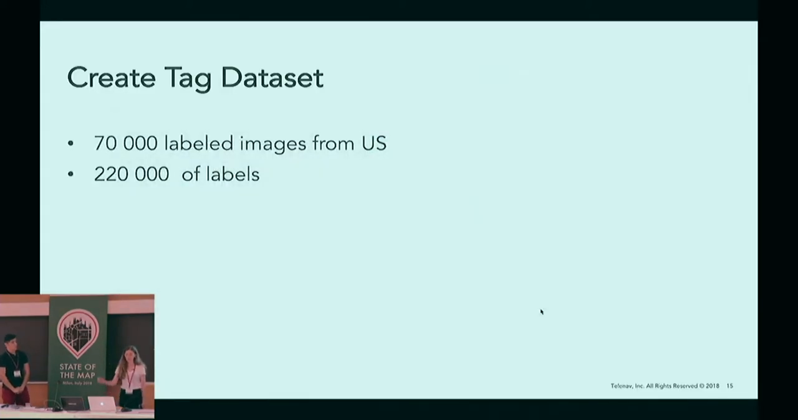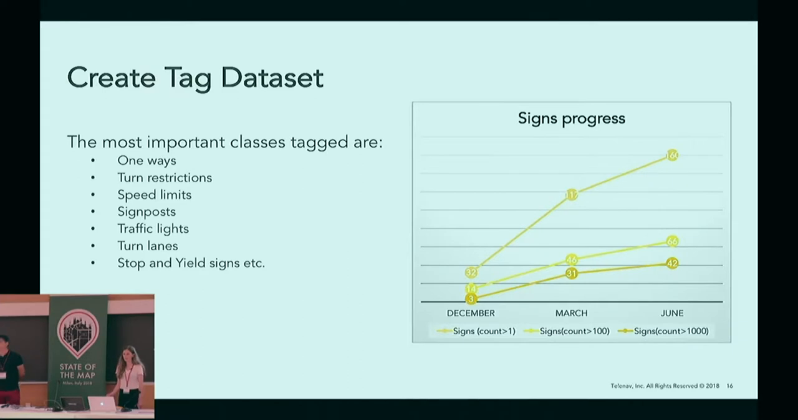So using this tool, we labeled about 70,000 images from the United States, and we added about 220,000 labels. The most important classes that we tagged were one-way, turn restrictions, signposts, turn lanes, stop and yield signs. And in the chart, you can see the progress that we did from December up until now. We have about 160 signs that have at least one tagged instance, and about 42 signs that have at least 1,000 instances tagged.